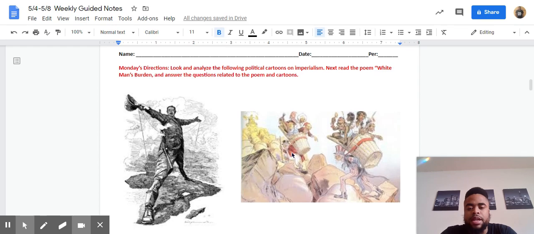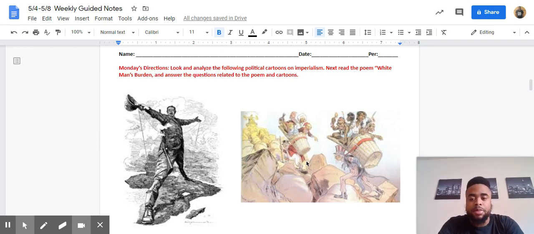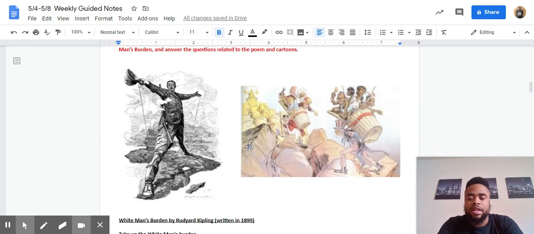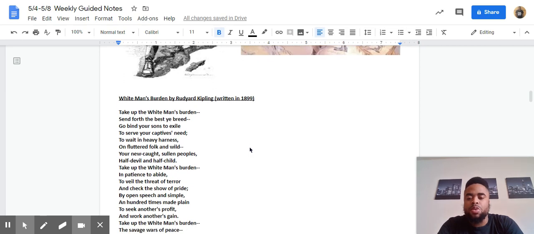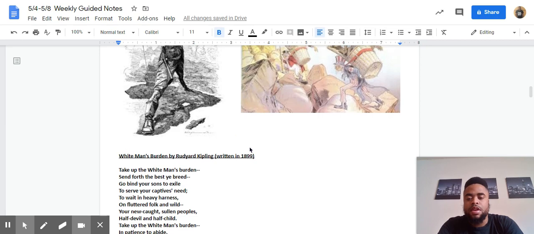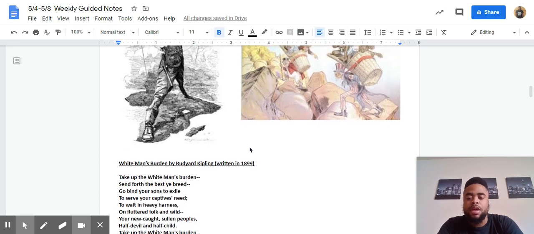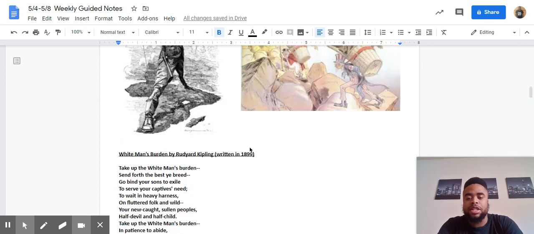If you take a look at Monday, there are two political cartoons, right? And these political cartoons are in reference to imperialism, specifically in Africa. So there's a poem attached to it called White Man's Burden. It's a poem that many world history classes study when talking about imperialism. Very controversial poem now, but many of the attitudes in this poem were pretty common at the time.